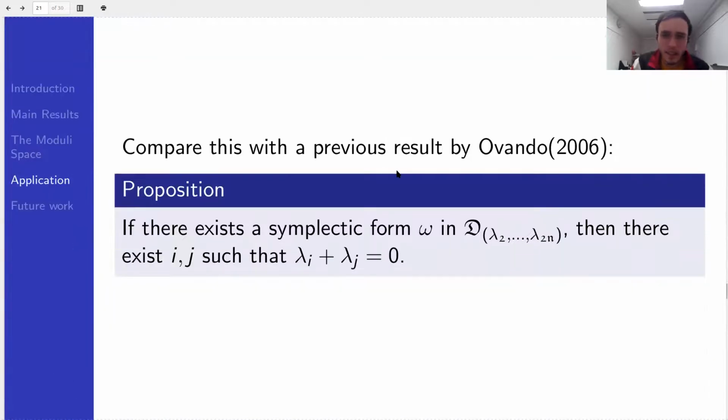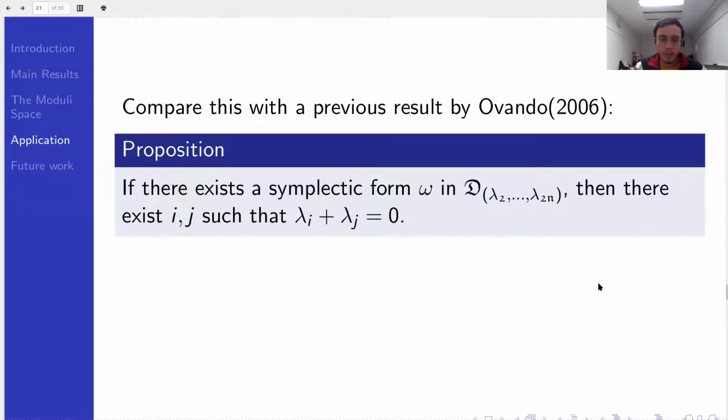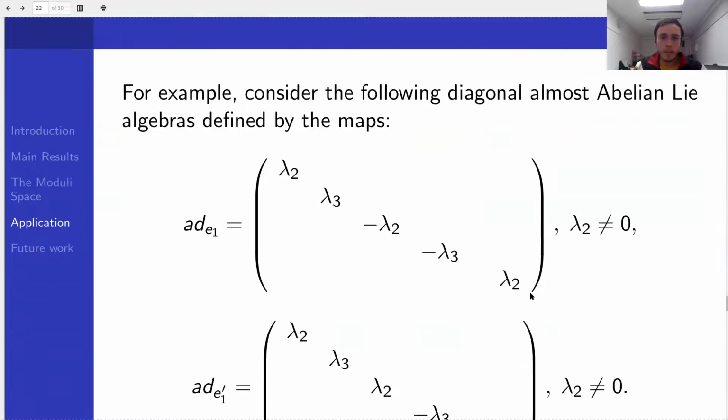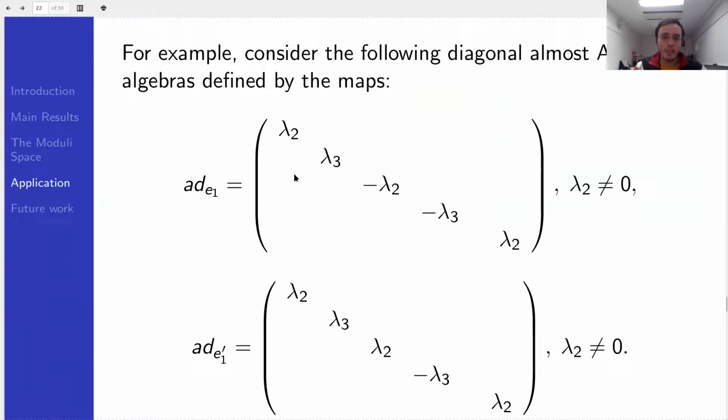I actually saw this kind of result in this paper, where the complete classification of the 4-dimensional case is given. In some proposition there is a result where, if you have omega in this diagonal almost abelian algebra, then she showed that at least one pair should be equal to 0. So in some sense this is an improvement of that result. The condition looks like this. Suppose that you have these two diagonal almost abelian algebras.